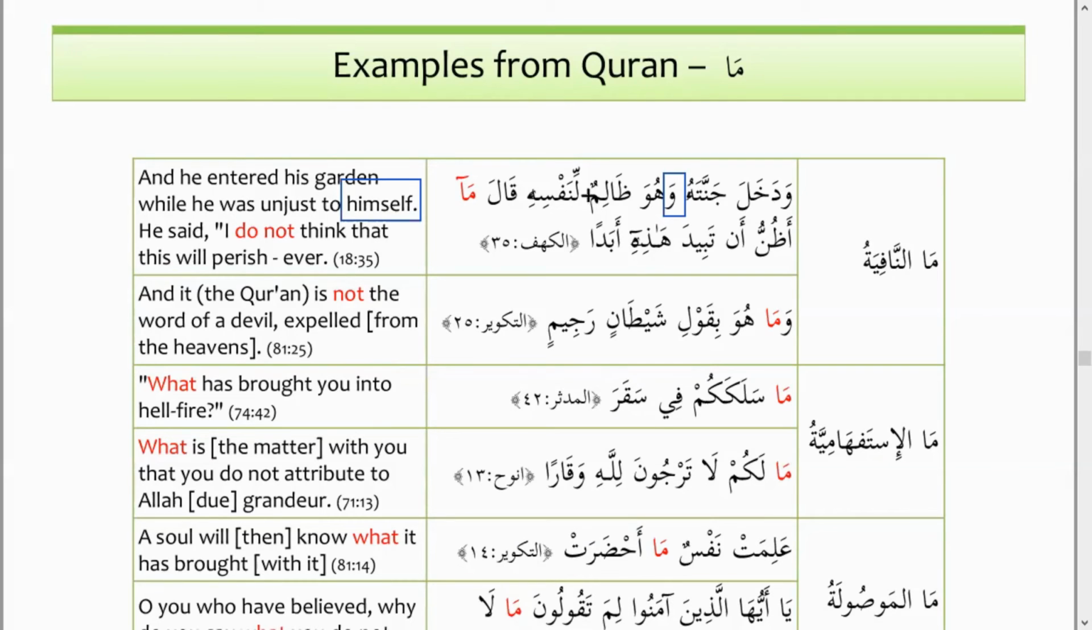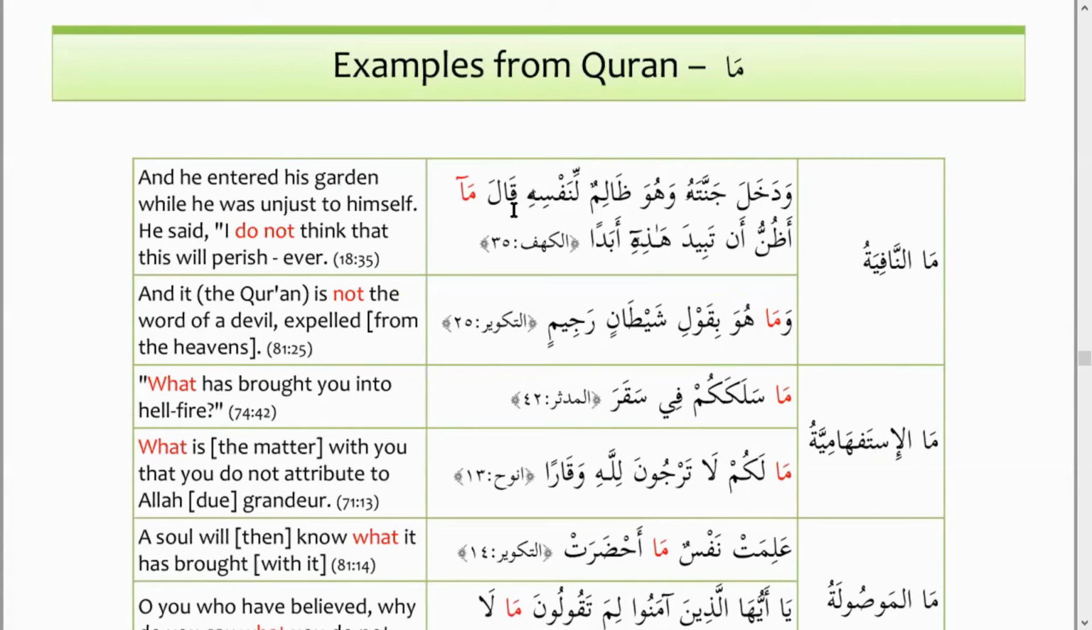This is called a reflective pronoun in English, right? Linafsihi. Because if I say "he hit himself," in English we are bringing "self," right? So in Arabic you have to say daraba nafsahu, he hit himself. We cannot say darabahu, because that would become "he hit him." You have to say daraba nafsahu, he hit himself. So zalimun li nafsihi, he was unjust to himself.